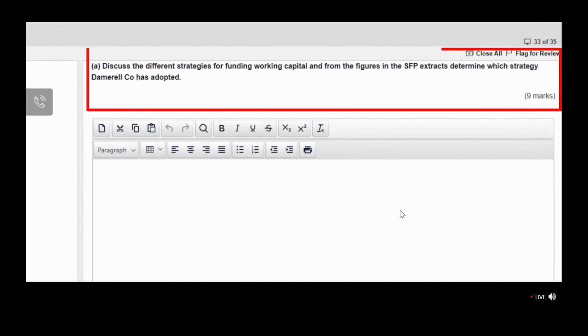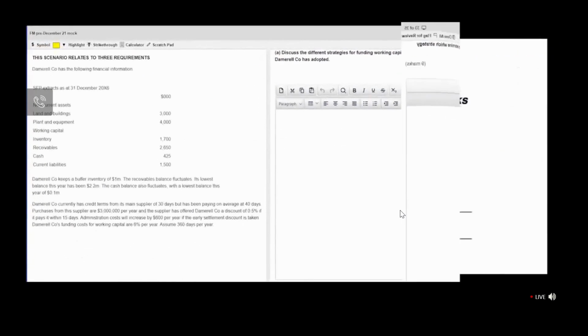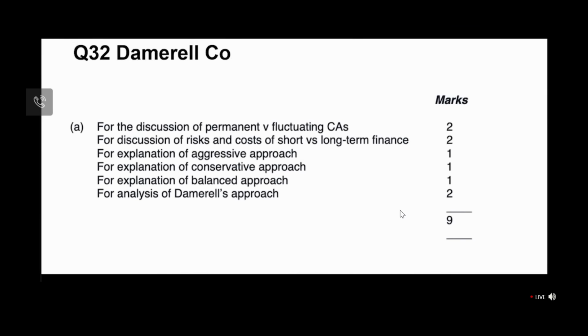The first requirement says discuss the different strategies for funding working capital, and from the figures, determine which strategy Damerel Company has adopted. This is for 9 marks. So the first part of the requirement is to discuss, and the second is to use some analysis to come up with the strategy that Damerel has adopted for funding their working capital. And here is the marking scheme. It's very clear where all those 9 marks come from, but there is a pitfall, and it's the discussion of permanent versus fluctuating current assets.